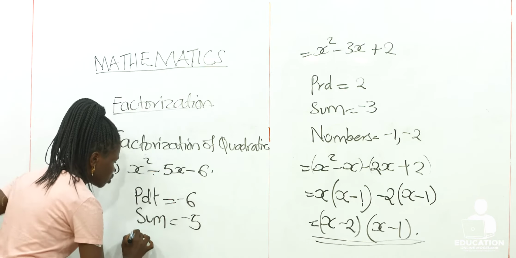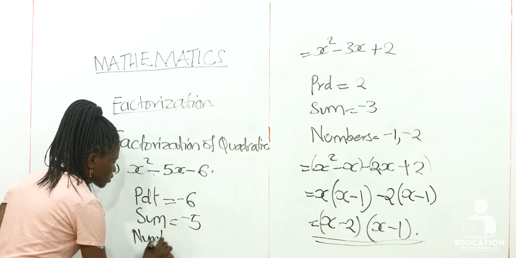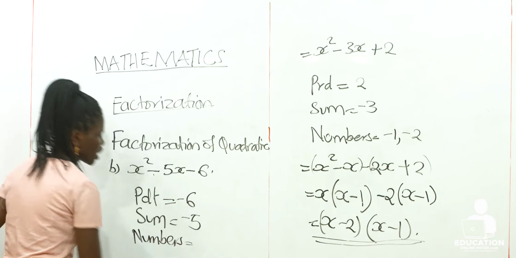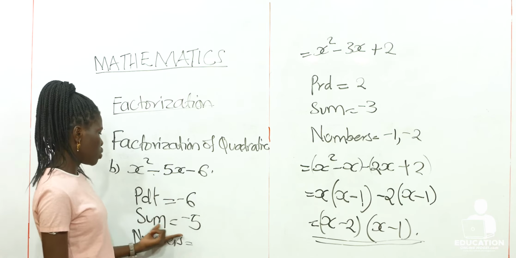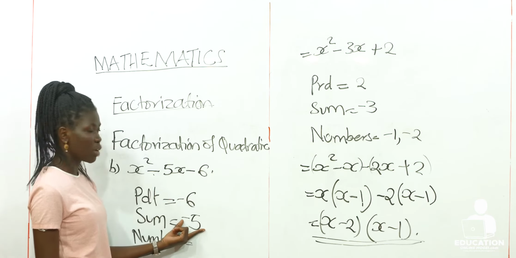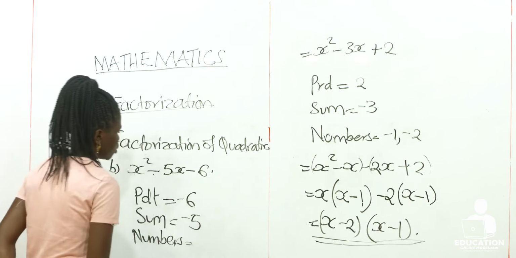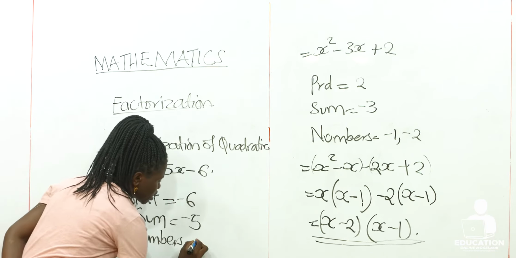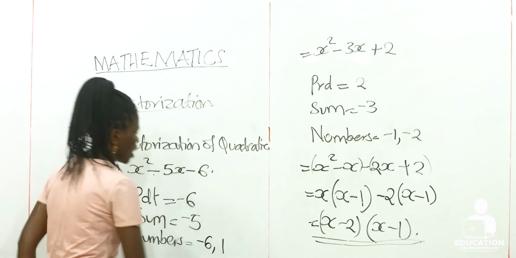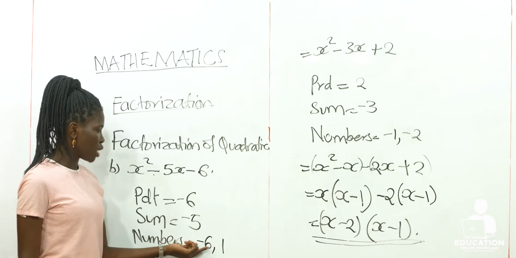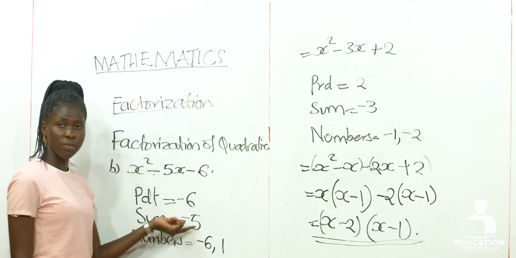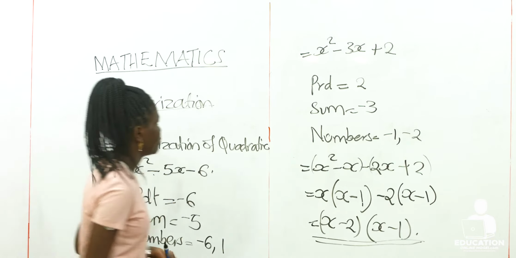So we need to find 2 numbers that when you multiply will give you negative 6, and when you sum them up, it should give you negative 5. So we're now going to have negative 6 and 1. When you multiply negative 6 times 1, you'll get negative 6, and when you add negative 6 plus 1, it will give you negative 5.